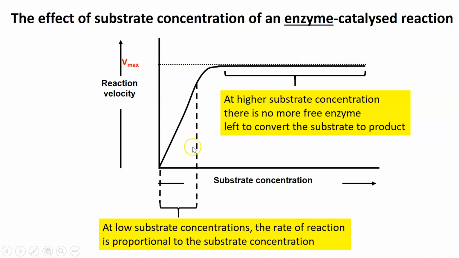The problem over here is the enzyme concentration. There's just no more free enzyme left to deal with the excessive amounts of substrate. In order to increase this, you will need to add more enzyme. So up to this point, when it starts to curve and plateaus off, there is just no more free enzyme left to convert the extra substrate to product. So substrate concentration has an effect on enzyme velocity.